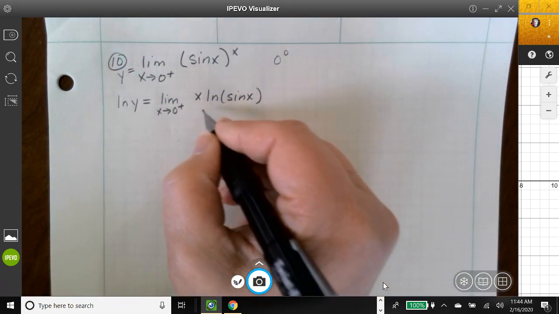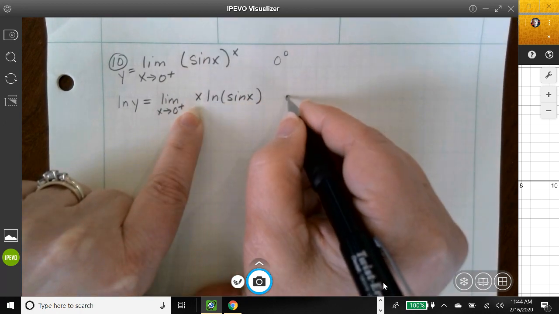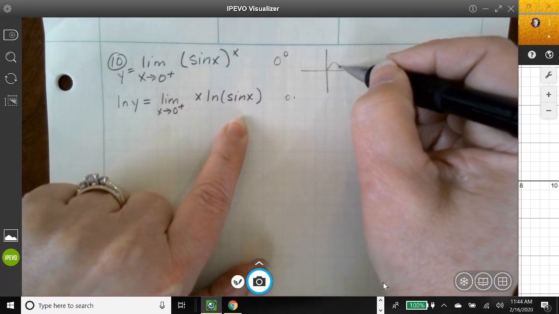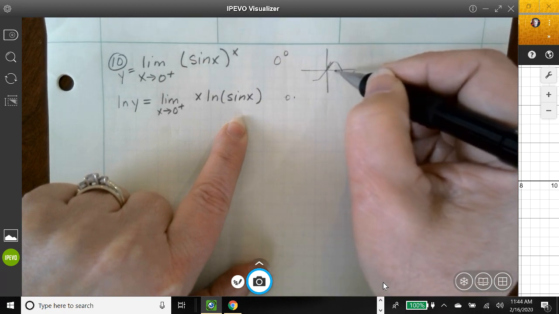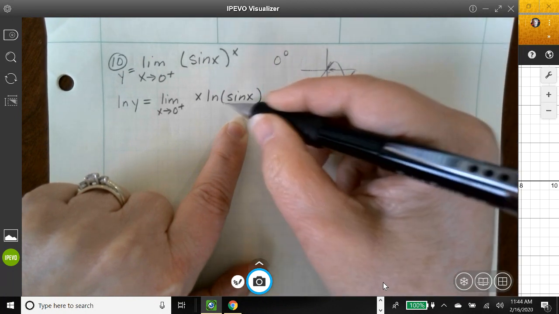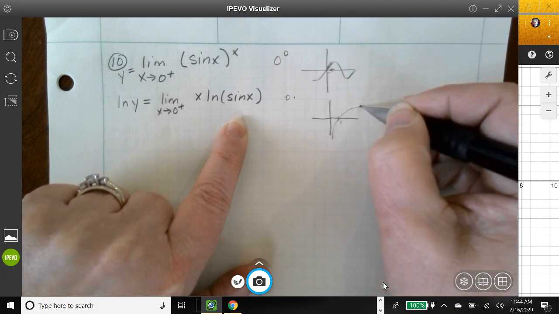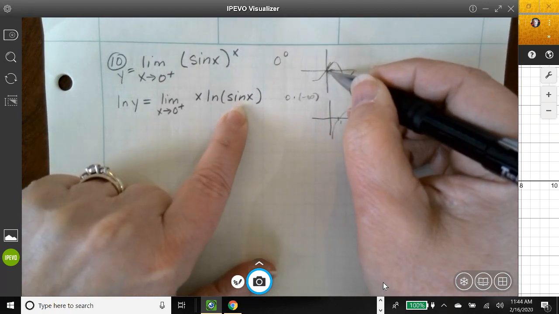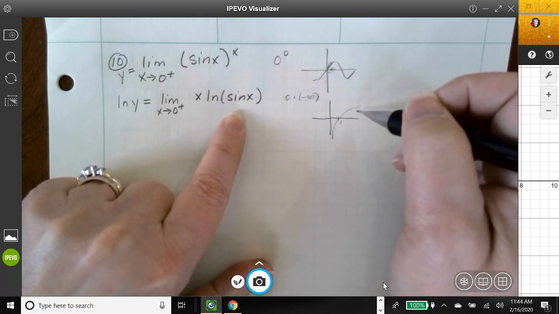And then what happens to this side? What form are we in? Well, what happens as I take x to 0? I get 0 times, well, we need to remember what the sine function looks like. Well, the sine function looks like this. And as x approaches 0, our sine function is approaching 0. So this means that I'm approaching the log of 0, which is negative infinity. So since the sine function is approaching 0 on the inside of the argument here, that means the log is approaching the log of 0, which is negative infinity.